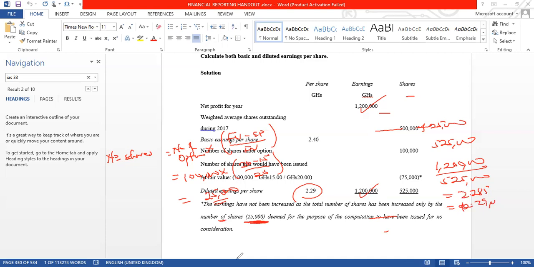You need to just find your bonus aspect. You add it to your weighted average number of ordinary shares that existed before the option were to be exercised, and you are good to go. Let's solve one question to close this class, right?